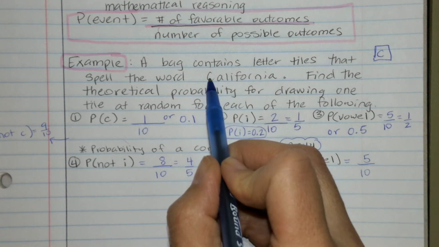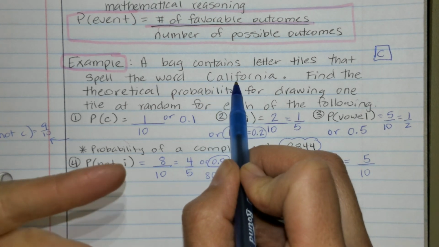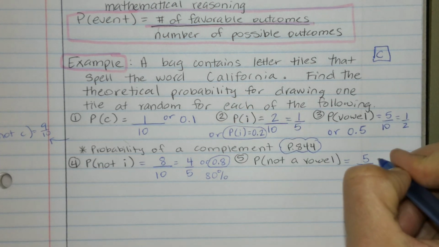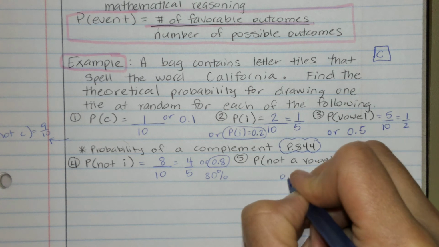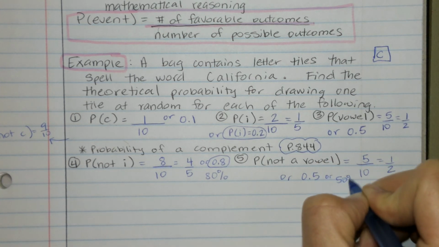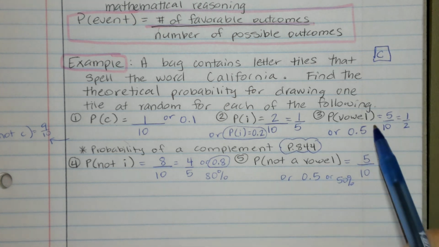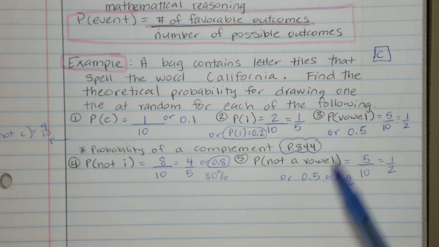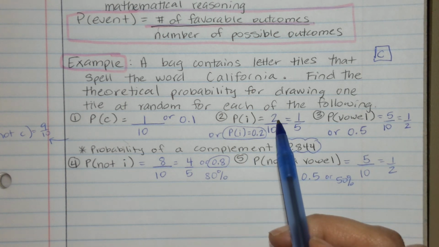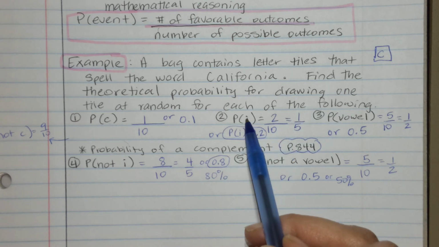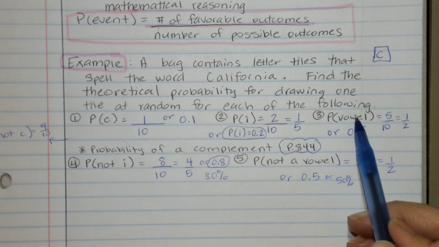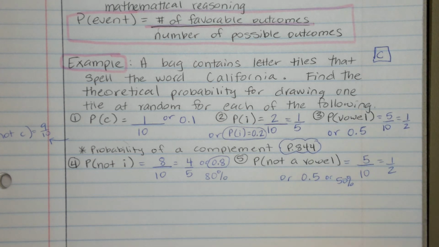There's C. I'm going to count. That's 1, the L, the F, the R, the N. Okay, that's 5. So that's 5/10, or 1/2, or 0.5, or 50%. So you're equally as likely to pick a vowel or not a vowel, or a consonant. Okay, so that's what a complement is. It's basically the opposite of the one that is like probability of an I or probability of not an I, probability of a vowel or probability of not a vowel.